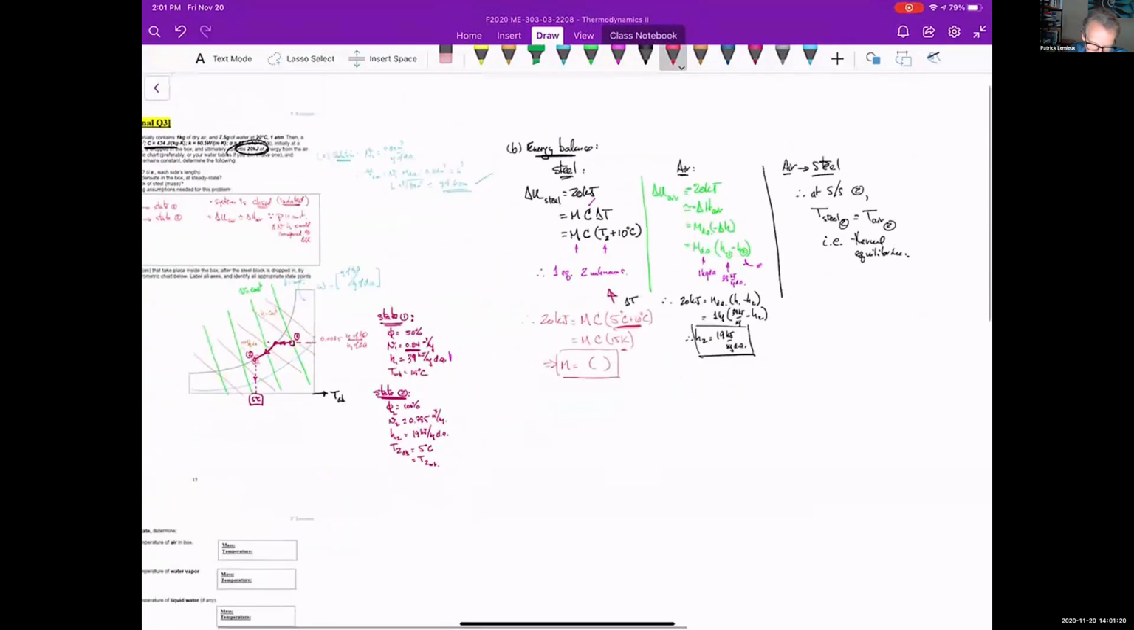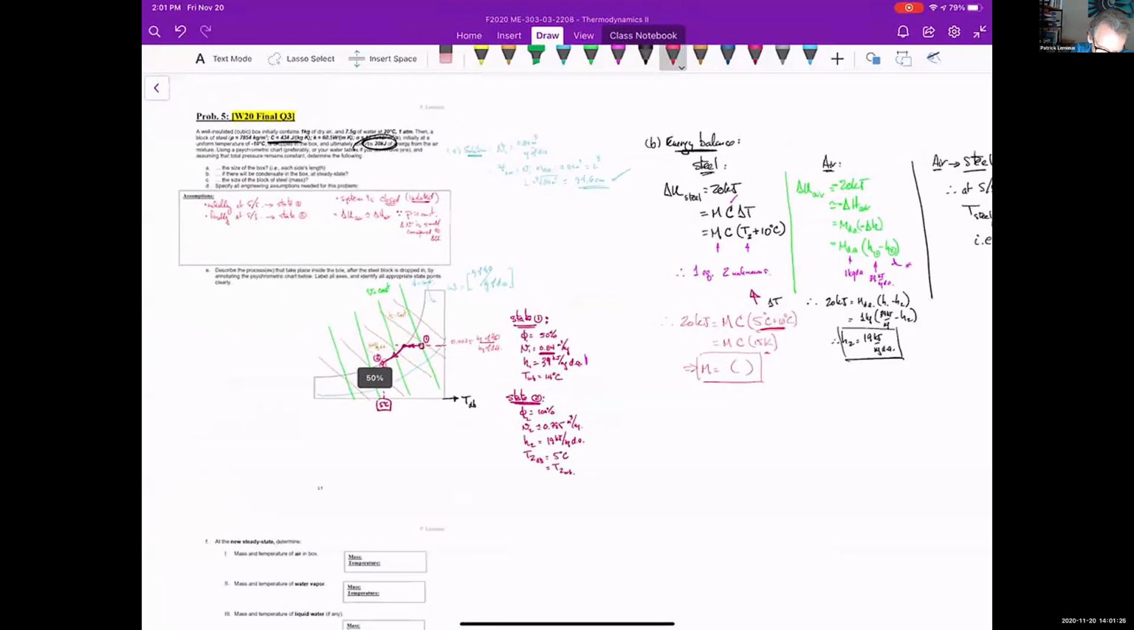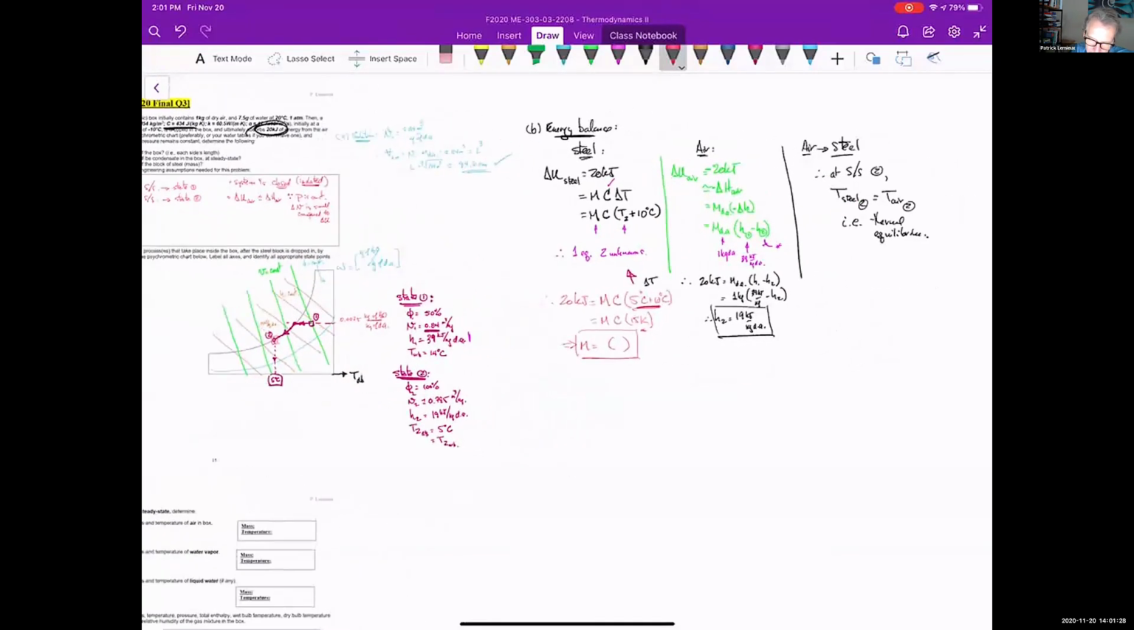Okay, so we answered A, B. C is, oh yeah, sorry, B, no, this here is answered part C. For part B, since point 2 is at a lower omega than 0.1, yes, we have condensation.